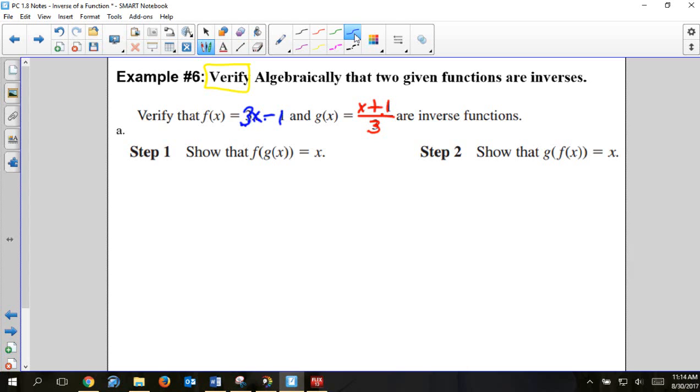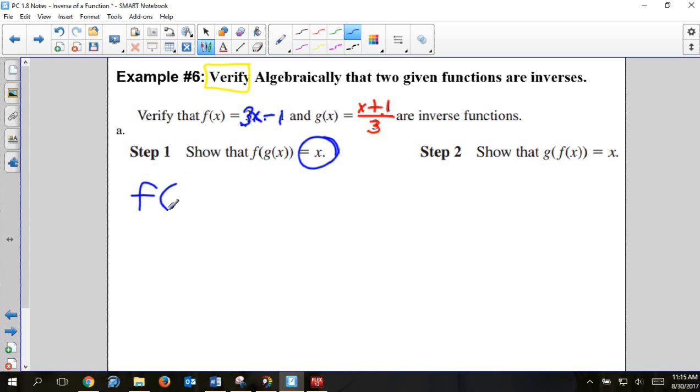Remember that inverses undo each other, and they are symmetric in the y equals x line. So when they undo each other, they should equal x. So what we do is we go f of g of x. What is g of x?